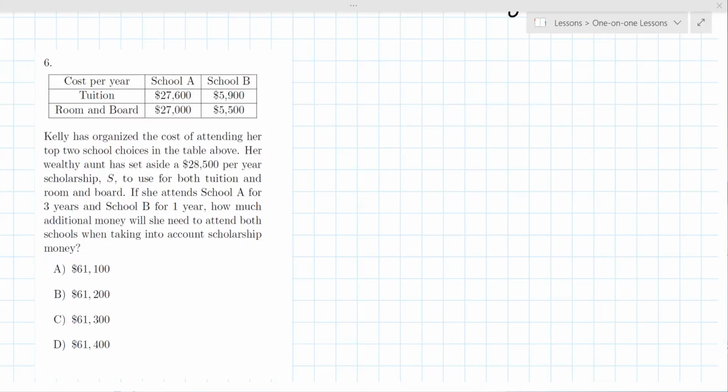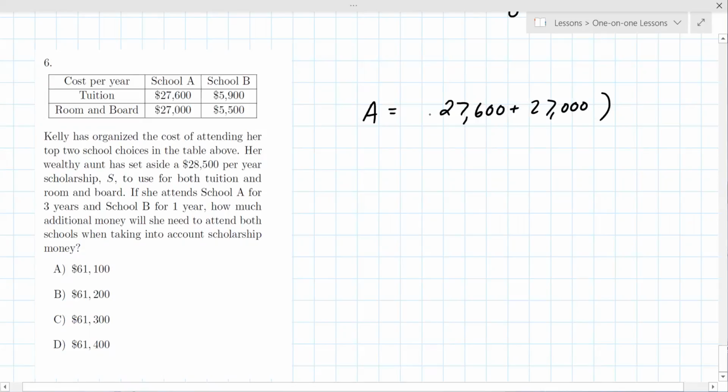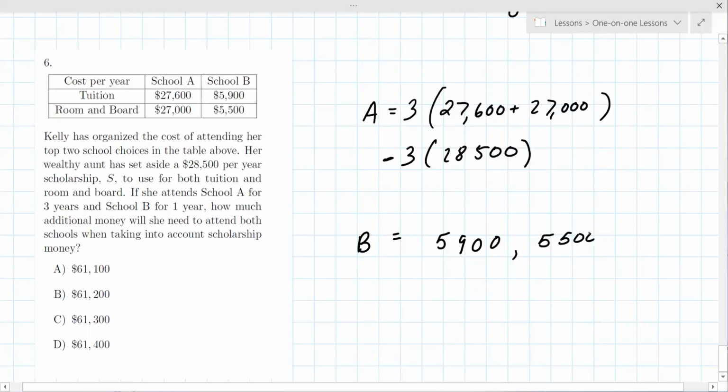So you add school A up, multiply it by 3, and then subtract the 28,500 times 3? So yeah, we know the cost of school A is $27,600 plus $27,000 for 1 year, but she's going for 3 years. And then you multiply the 28,500 by 3, because you're getting that. And then school B, you're getting the tuition of $5,900 and $5,500, and you're subtracting 28,500 from that.